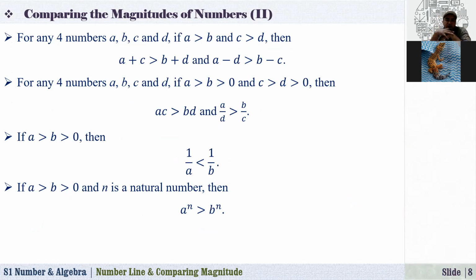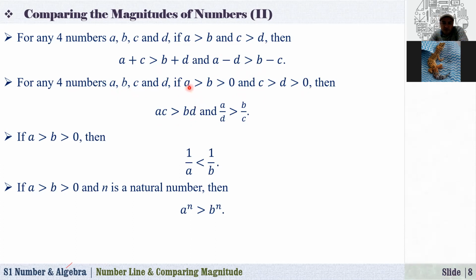How about for four numbers? For any four numbers A, B, C, and D, if A is greater than B and C is greater than D, if you just add, A plus C will be greater than B plus D. And if you subtract the smaller number from the greater one, A minus D will be greater than B minus C. And for any four numbers A, B, C, and D, if A is greater than B, B is positive, and C is greater than D, D is positive, then A times C is greater than B times D, because A and C are big numbers multiplied against B and D, the small numbers.